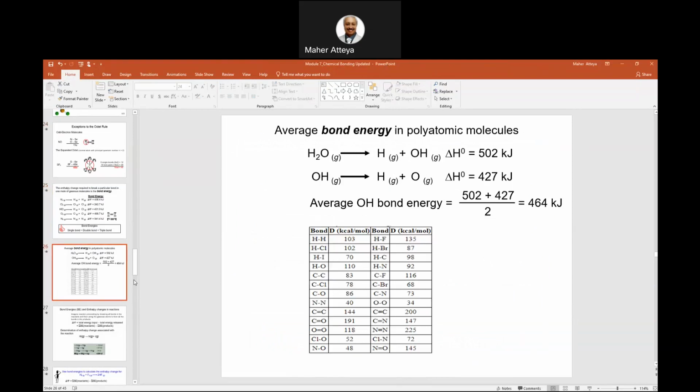So, average bond energy in polyatomic molecules. Here is just an example, correct? It will be given to you in a table, the values will be given to you inside the final exam. So like hydrogen, H and OH, OH, H and oxygen. So I give you both. So this process here, two processes here. So you look at this.